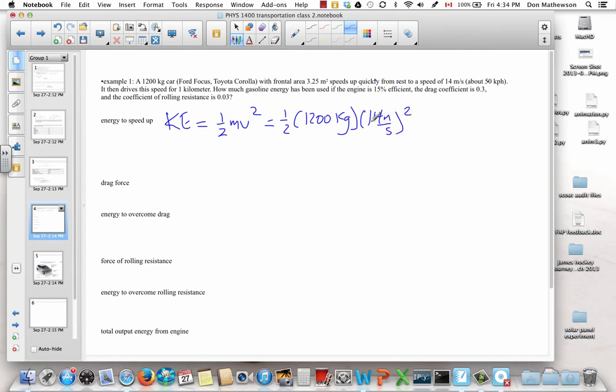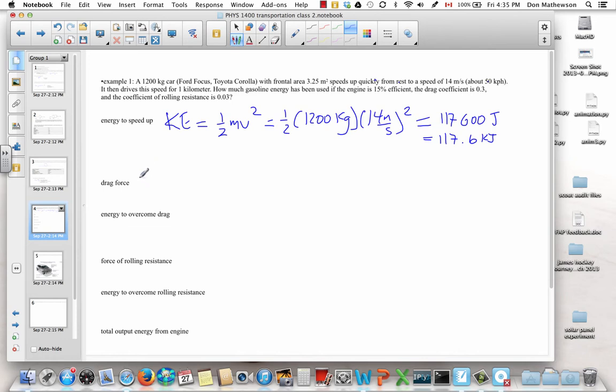Okay, now dimensionally, a kilogram times a meter squared per second squared is a joule. And if we work out 1/2 times 1,200 times 14 squared, we get 117,600 joules, which is 117.6 kilojoules. All right, so that is one energy requirement we'll have to meet when we're driving, right? Because we're going to speed up from rest to 14 meters per second and then drive for a kilometer.